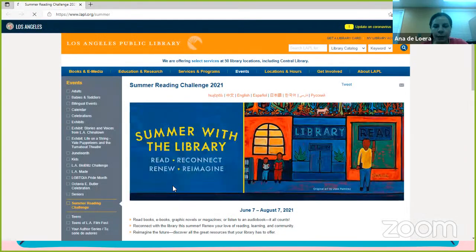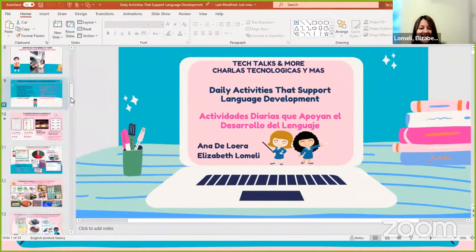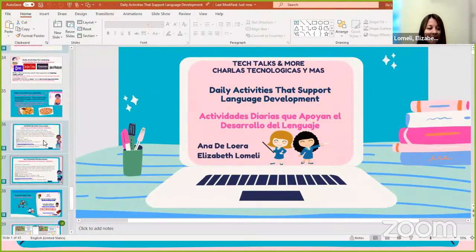You can see my screen? Yes, it looks great. You've still got time. We've got until August 7th. So it's a little bit under 2 months to participate, read books, ebooks, novels, magazines, listen to audiobooks, be engaged with the library and participate and learn, right? Learn by reading, right? And reading to learn. Okay, we're gonna go back.